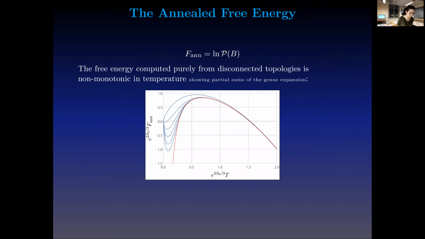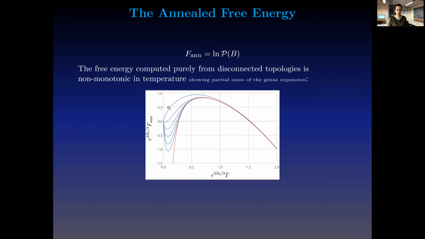So let's begin by looking at the annealed free energy, since I claim that that's problematic. Again, the annealed free energy is given by log of Z of beta, and we can compute this purely from disconnected topologies. Here I'm showing partial sums of the genus expansion. Ignore the red for a moment. I'll explain what it is in a second.